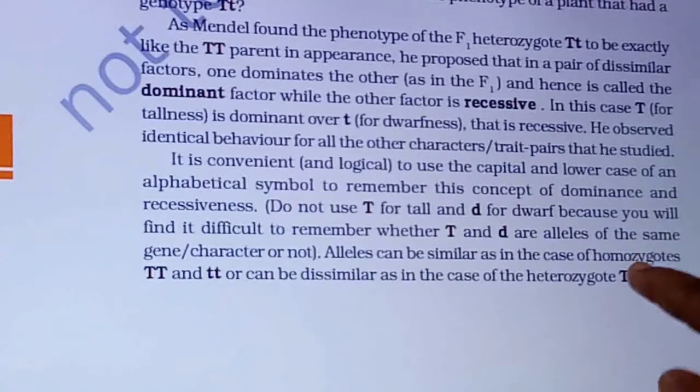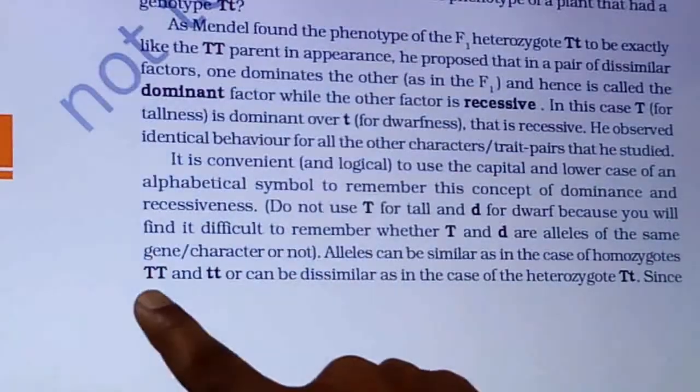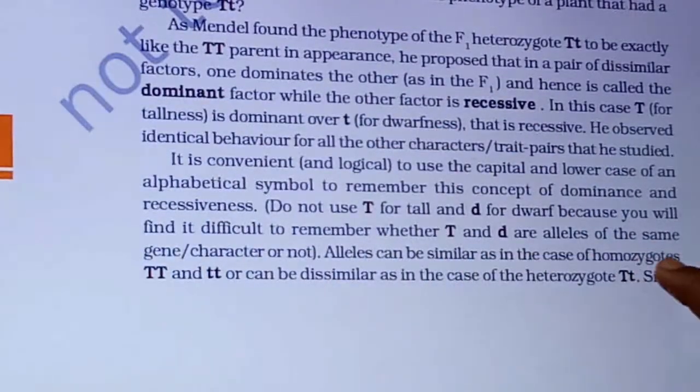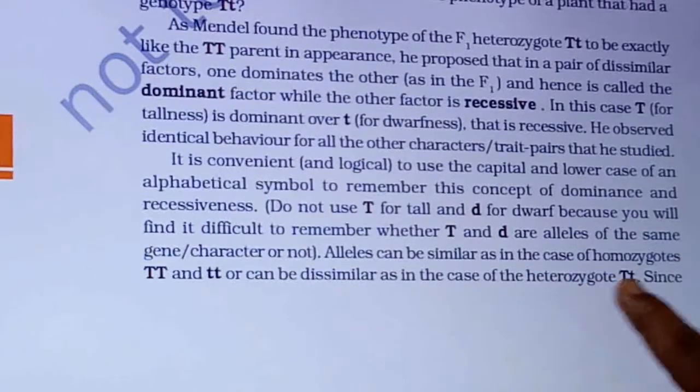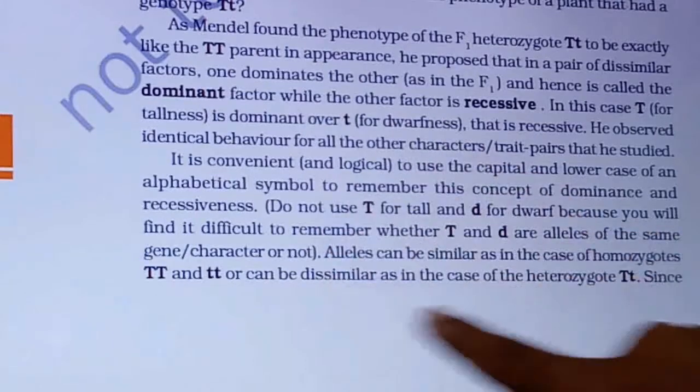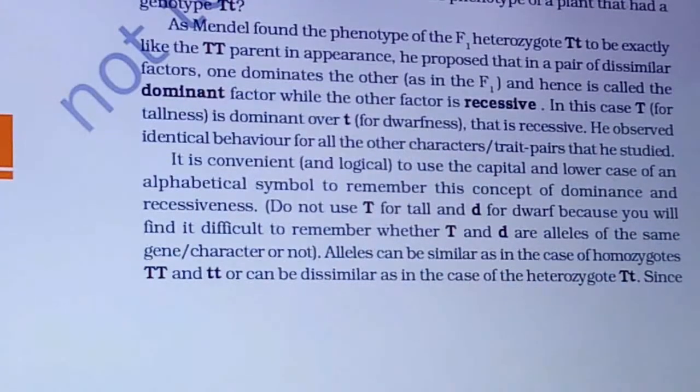At that time, by seeing this word you have to identify: if it is homozygous dominant, it means capital T; homozygous recessive means small t; and if it is heterozygous, then one capital T and one small t will be there. So you should know these terms. On page number 72.